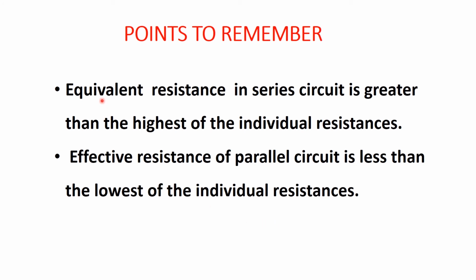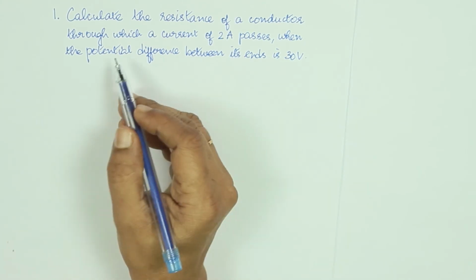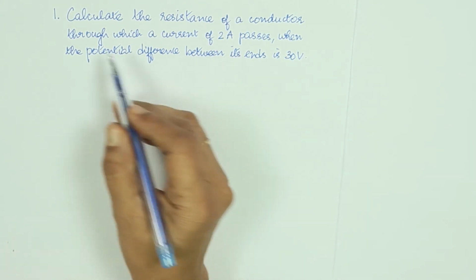Then we calculated the equivalent resistance in a series and parallel circuit, and the equivalent resistance in a series circuit is greater than the highest of the individual resistance, and the effective resistance of a parallel circuit is less than the lowest resistance. Next வந்து பாத்தீங்கன்னா நம்ம problems எப்படி calculate பண்றது அப்படின்றத பார்க்கலாம். Now let us see a problem based on Ohm's law.